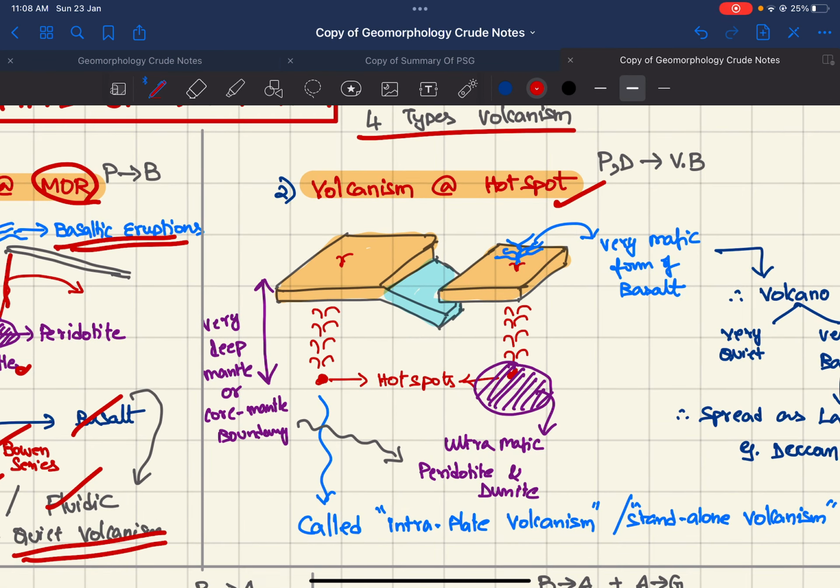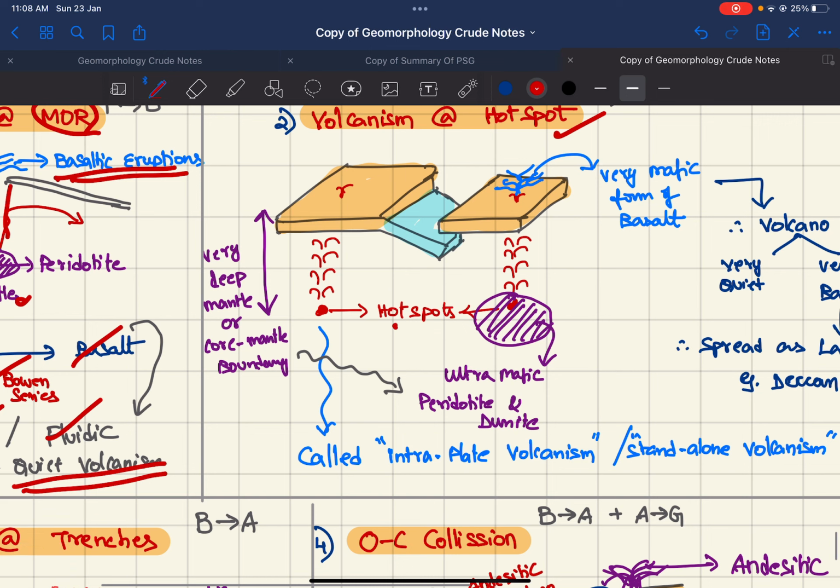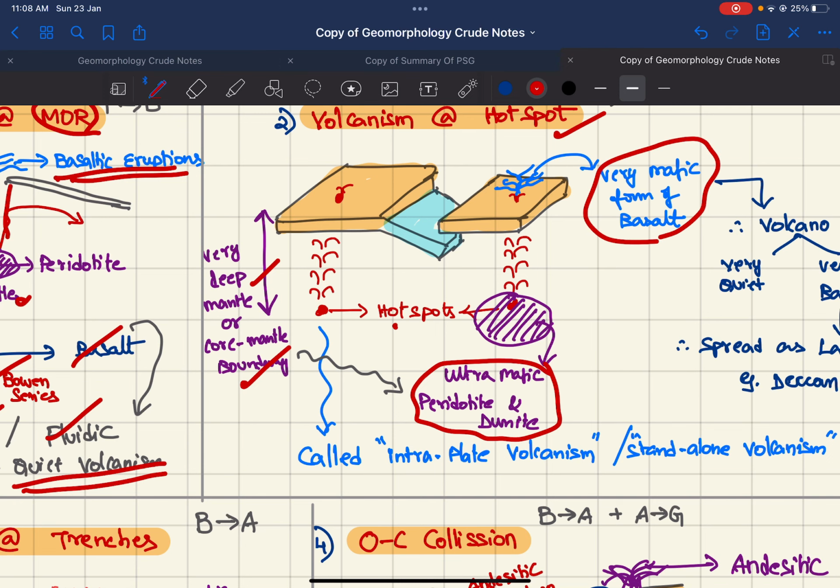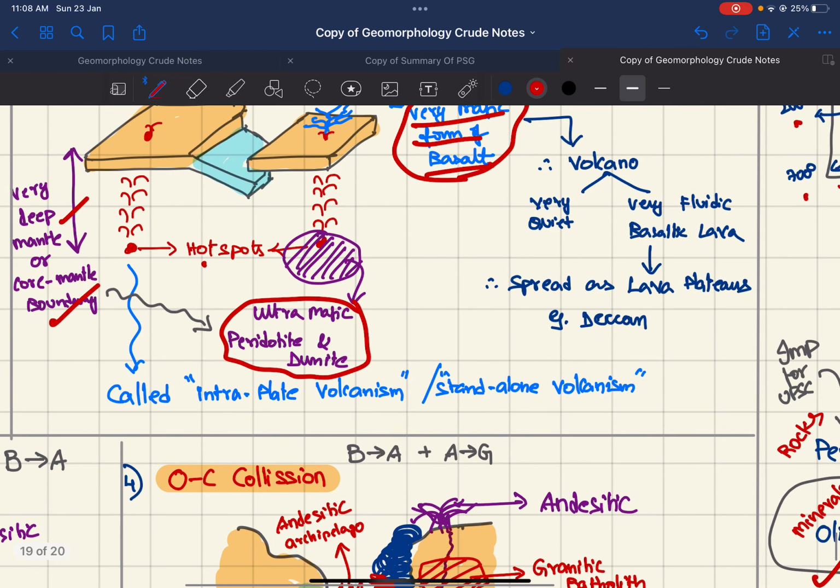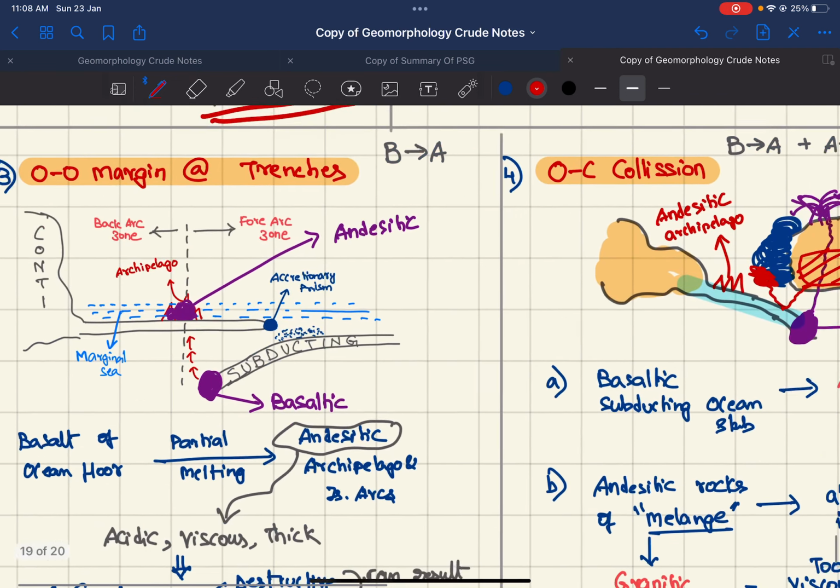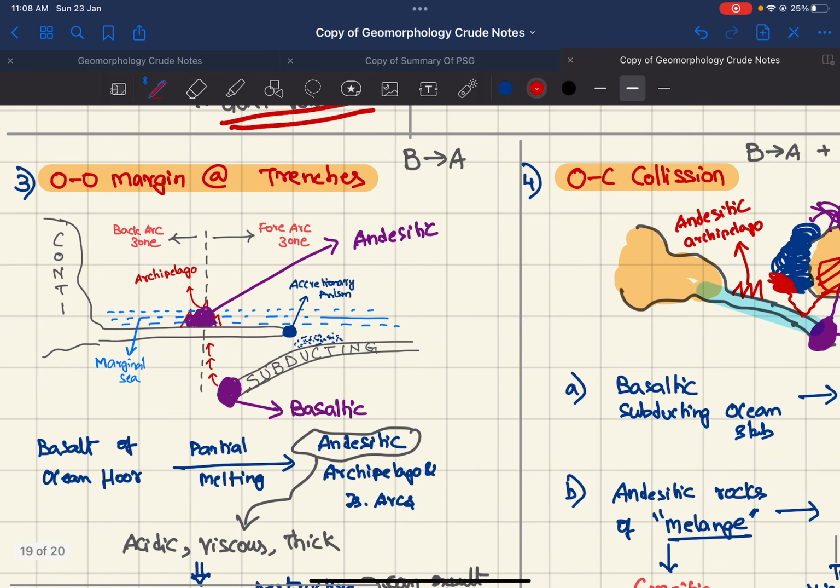Now volcanism at hotspots. Here these hotspots are intraplate volcanisms or standalone volcanism, and they are very deep, and they come from the core-mantle boundary even. So these are very ultramafic peridotite units, and they come out and undergo partial melting and form the very mafic form of basalt. Since this is a very mafic form of basalt, it will be very quiet and very fluidic, therefore basaltic lava will spread as a lava plateau. Example, the Deccan lava plateau.